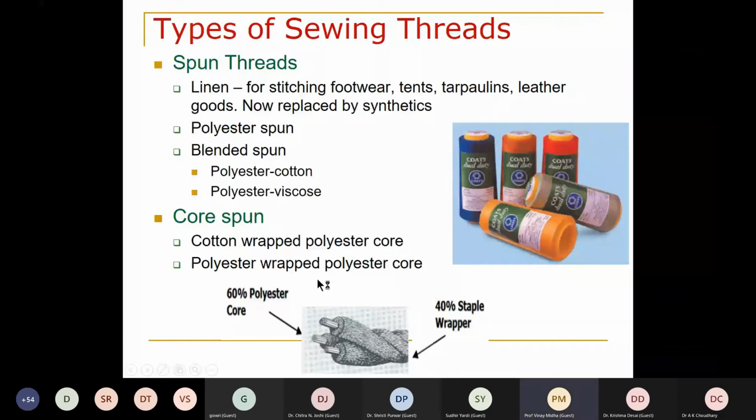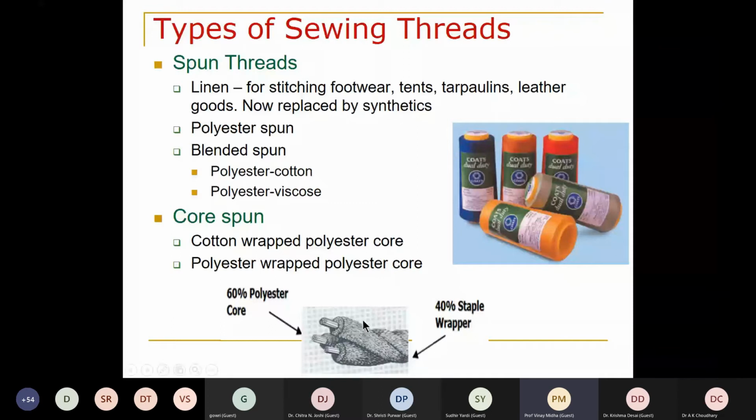Now, if it is made from polyester core and polyester wrapper fiber, then this particular sewing thread will have similar characteristics when we pass it through the sewing machine, through the needle eye. If the temperature increases to the melting point of the polyester fibers, then the melting of these particular threads will take place, and because of that, choking of the needle eye will take place.